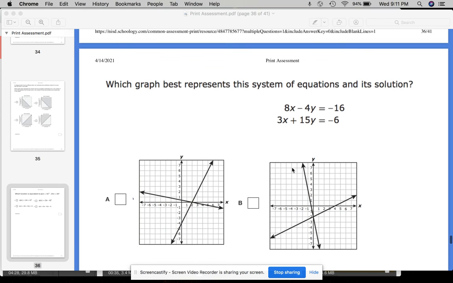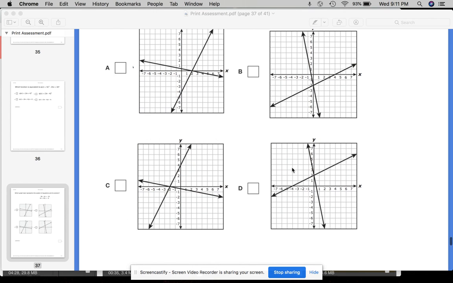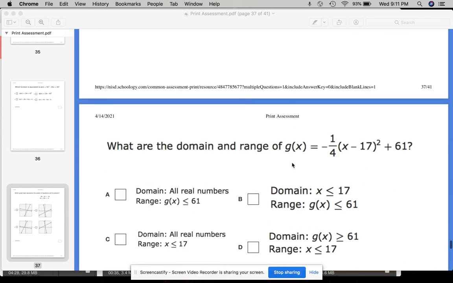Question 49. Which graph best represents the system of equations and its solution? 8x minus 4y equals negative 16. 3x plus 5y equals negative 6. A, B, C, D.